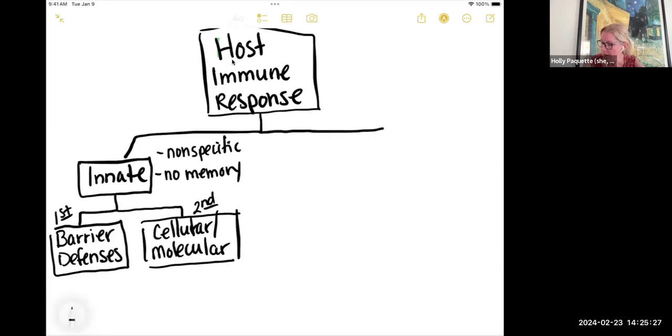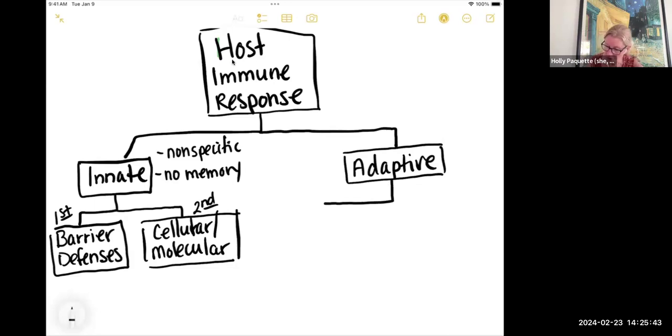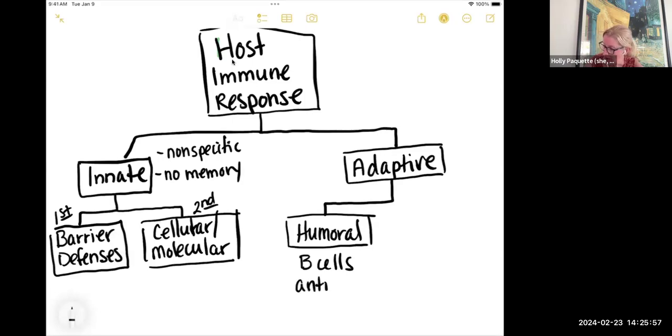But now we really want to talk about the third line of defense, and that is what we call the adaptive immunity. And remember, we can think about the innate as something you're born with. Your adaptive immunity basically develops over your whole lifetime. And we can divide this into two groupings. We have one group that is called the humoral. We'll talk about that a little bit more in depth. And this would be our B cells that would be part of this, and also our antibodies. So antibodies that our body can produce.